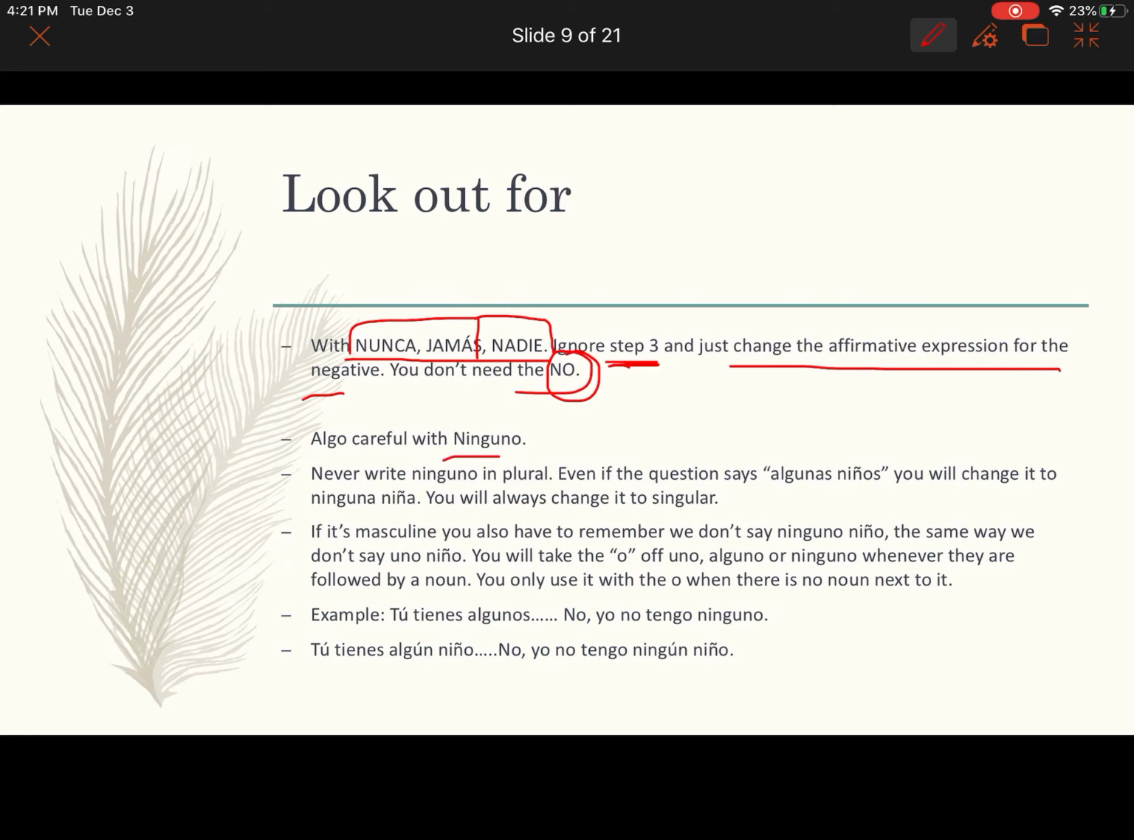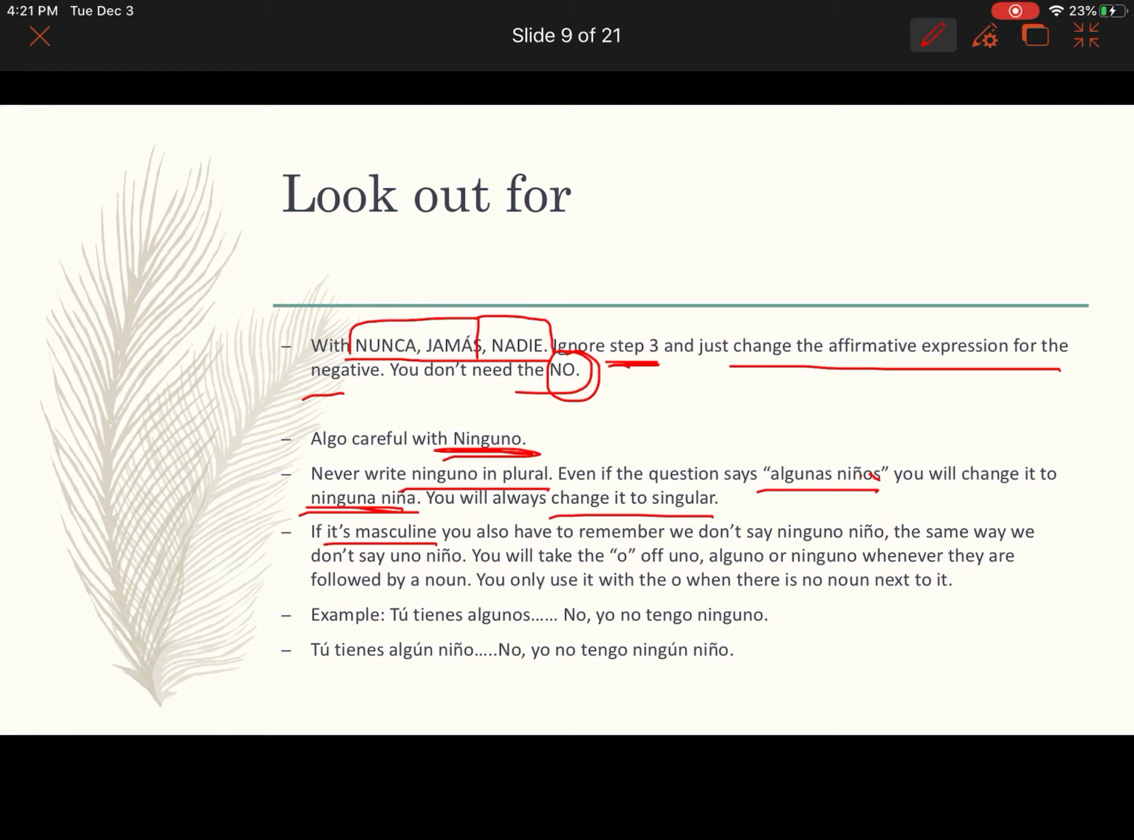Also, you have to be very careful with ninguno. We should never write ninguno in plural because ninguno means 0 and 0 times anything is also 0. So it will also always be singular. So even if the question says algunos niños, when you change it to the answer, you will change it, algunas niñas, you will change it to ninguna niña. You will always change it to singular.